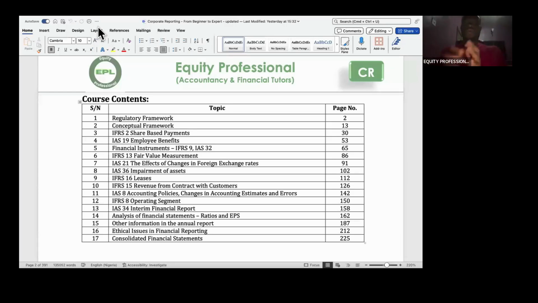Today, we are going to be starting a new topic, moving forward from where we started last week. Remember, last week, Monday, we looked at regulatory framework, which I told you is 5% of your syllabus. Today, we'll move to topic 2, which is conceptual framework.